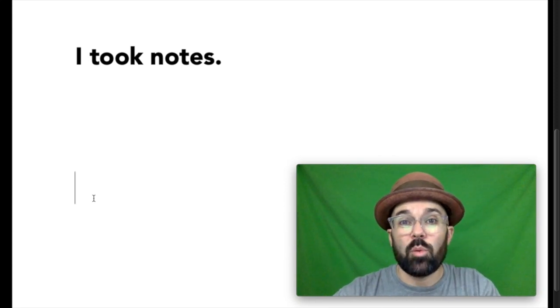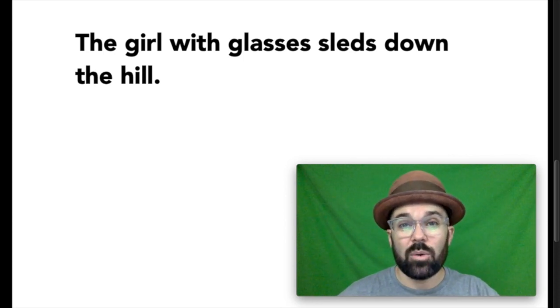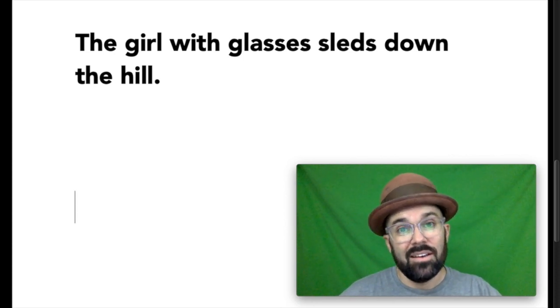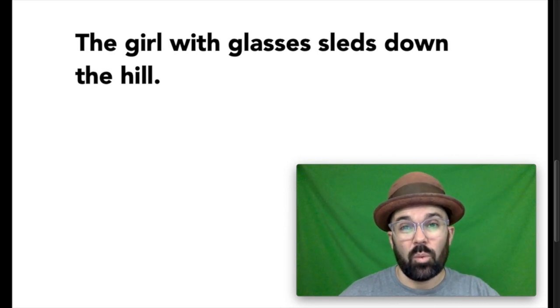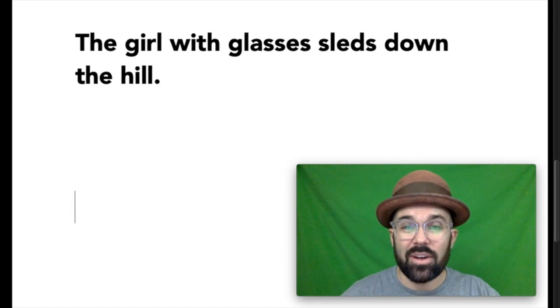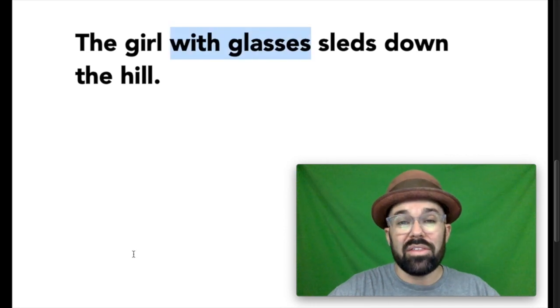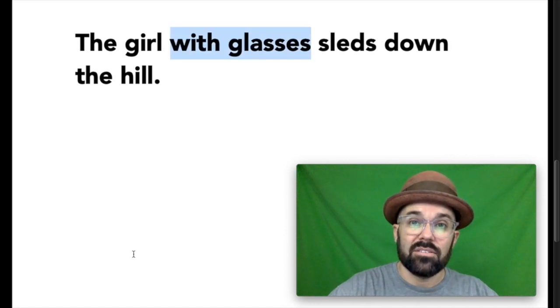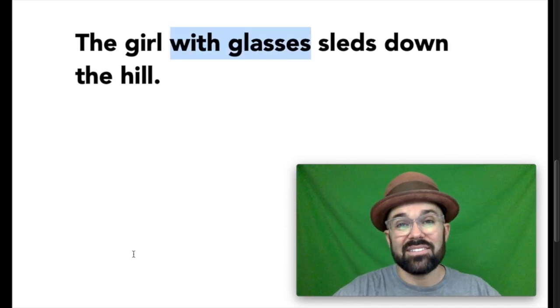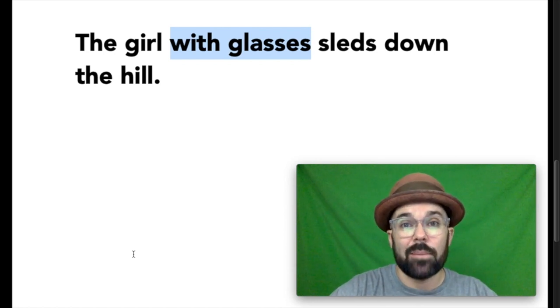Let's see an example with more than one prepositional phrase. The girl with glasses sleds down the hill. In this sentence, we have two different prepositional phrases. Can you identify them? The first one is with glasses. With what? With glasses. That's one of those prepositional phrases that introduces an object.